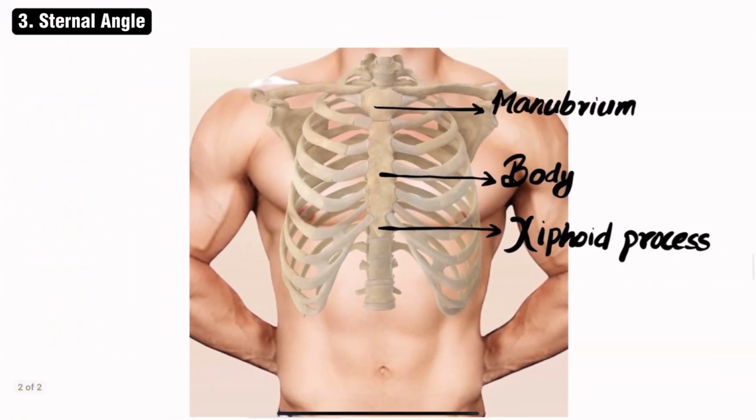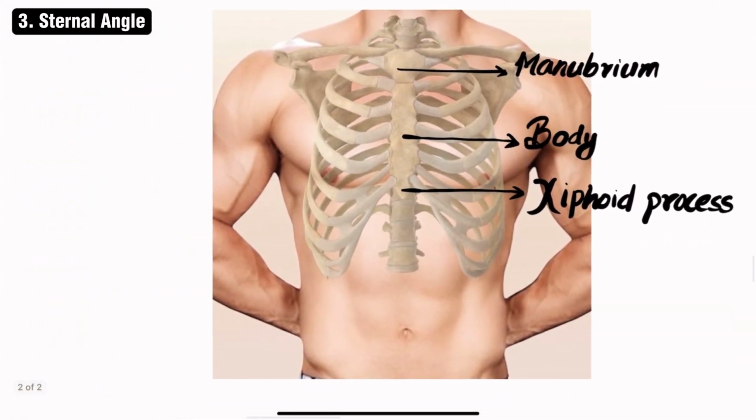So as you know, the sternum contains three major parts. It contains the manubrium. This is the manubrium sterni. It contains the body. This is the body of the sternum. And finally, it contains the xiphoid process. Between the manubrium sterni and the body of the sternum lies the sternal angle.